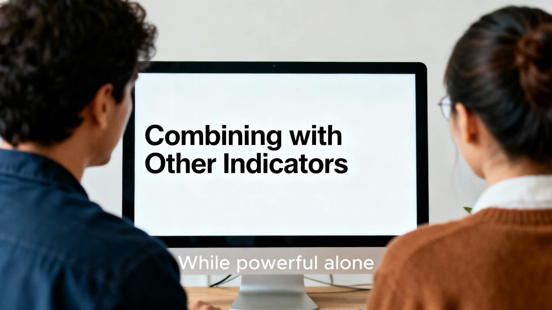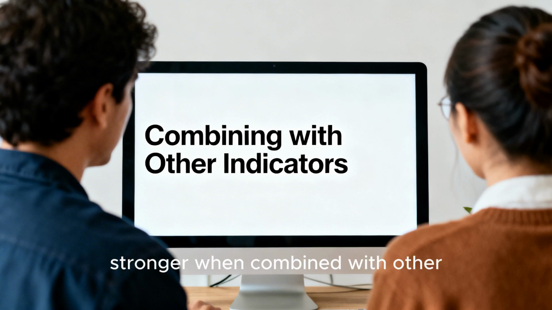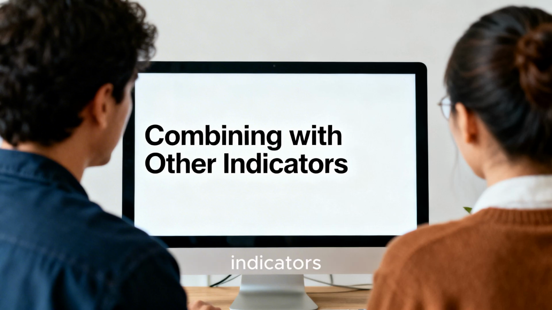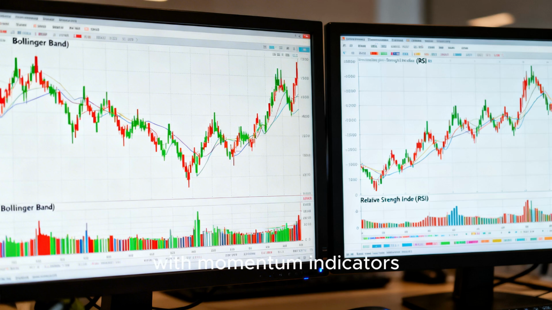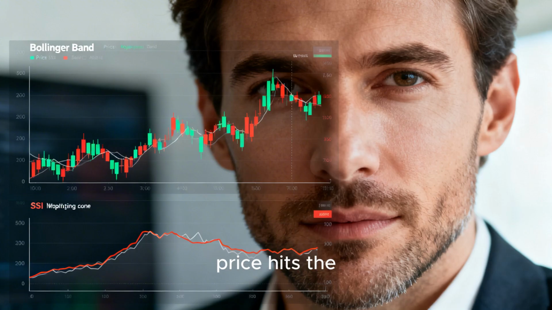While powerful alone, Bollinger Bands are even stronger when combined with other indicators. Integrating them with momentum indicators, like the Relative Strength Index, RSI, can provide confirmation. For example, if price hits the upper band and RSI shows overbought conditions, it's a stronger signal.